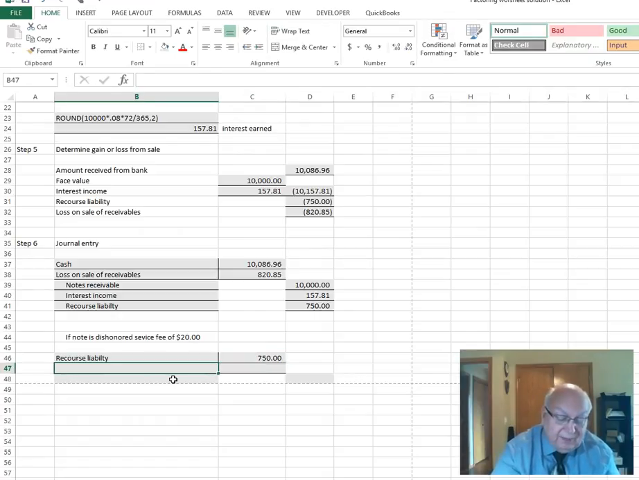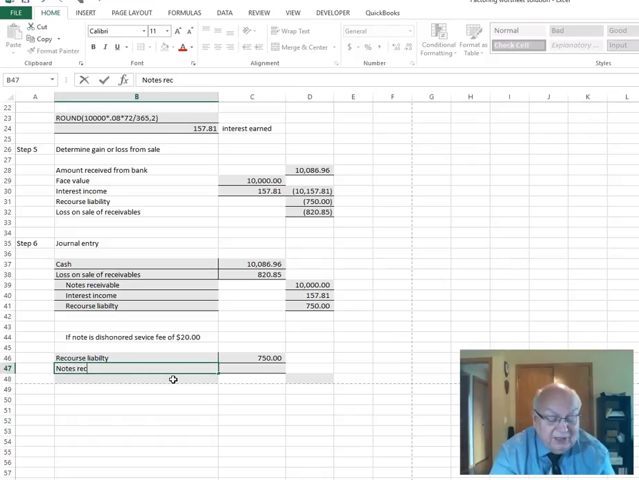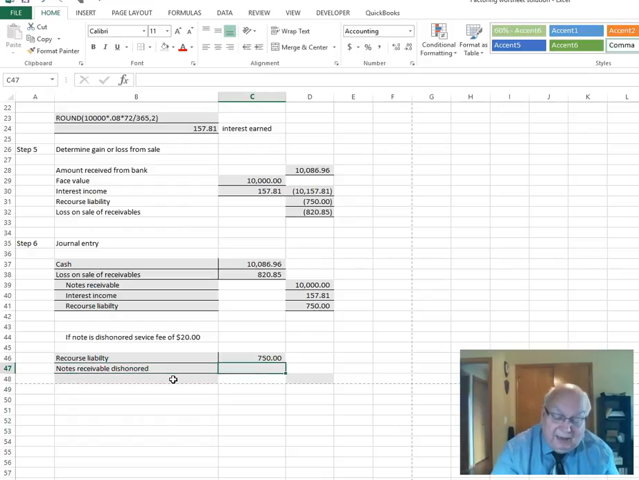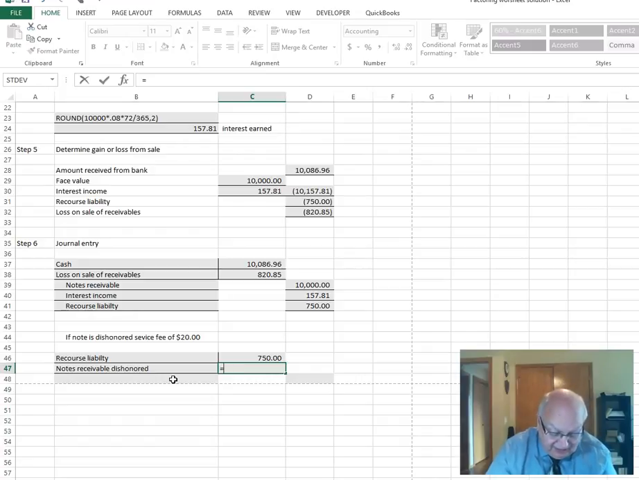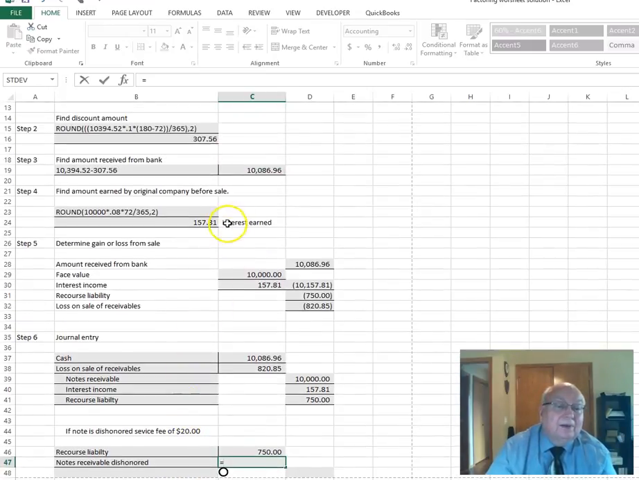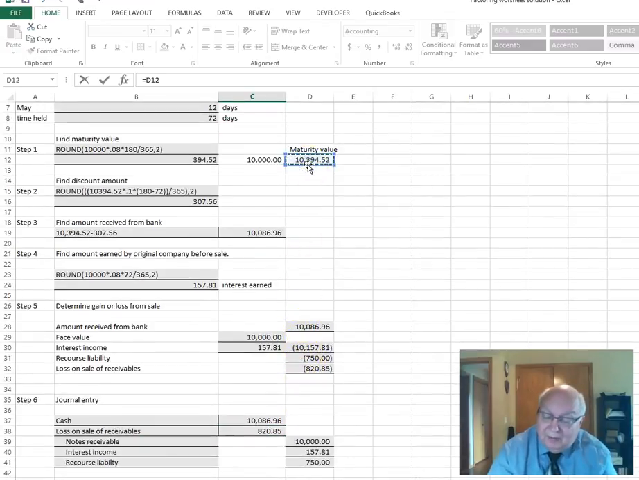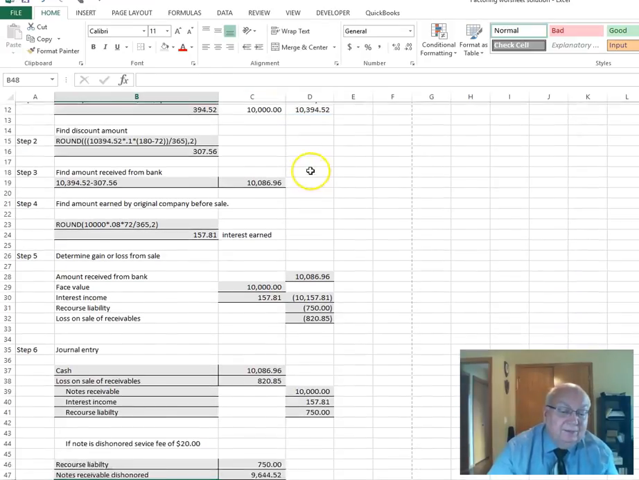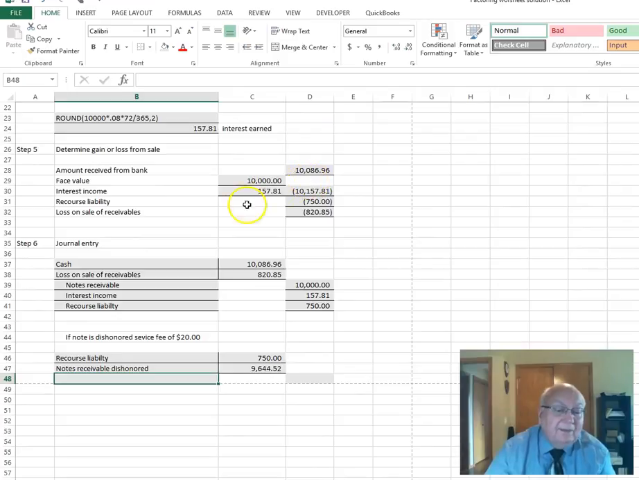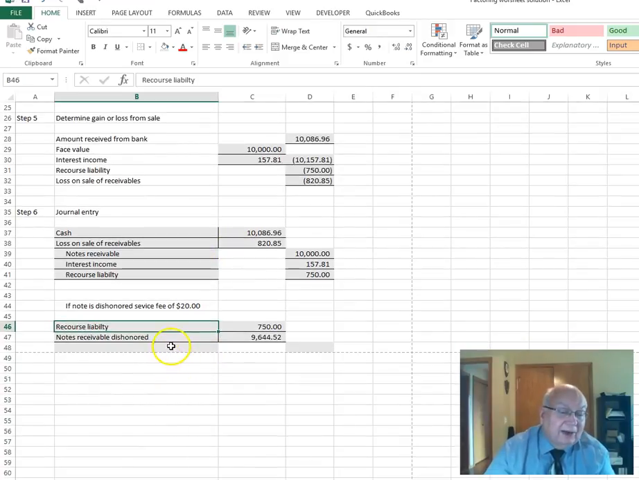and then you debit the notes receivable dishonored, and that will be for the face value of what the bank should have received, the maturity value of this one, minus the $750. The reason why you subtract off is that you already wrote off this $750. That was under the loss on the receivable. So if they dishonored it, you just go ahead and write it off again.